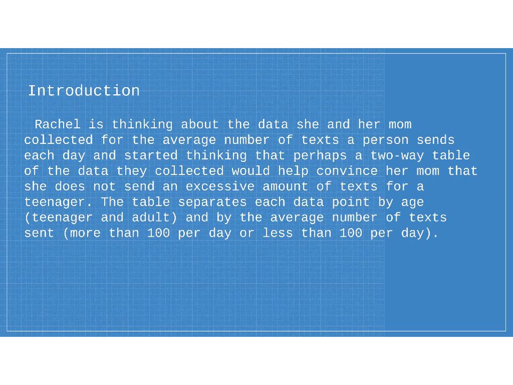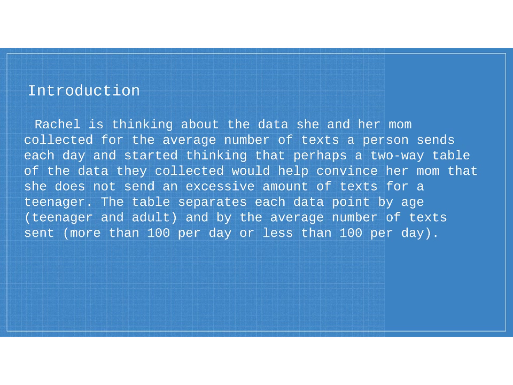So here's our introduction. Rachel is thinking about the data she and her mom collected for the average number of texts a person sends each day. Remember back to when we started this section, we had created a histogram and a box and whisker plot for this texting data where they surveyed 24 friends each. And so she started thinking about perhaps a two-way table of the data they collected would help convince her mom that she does not send an excessive amount of text for a teenager.